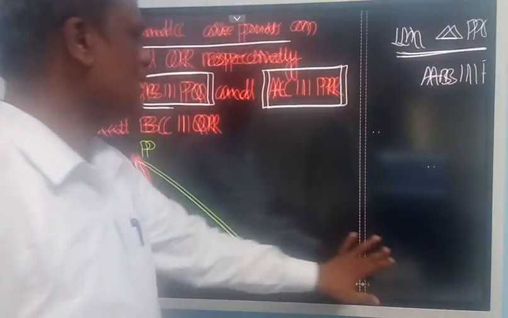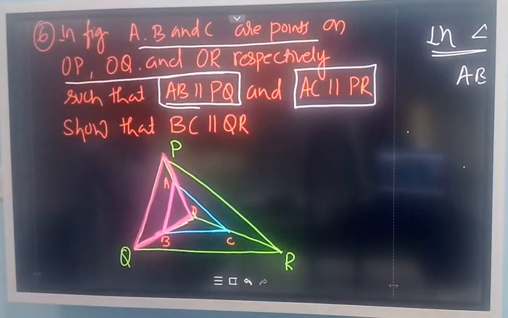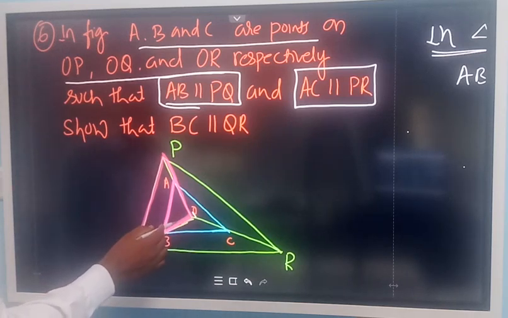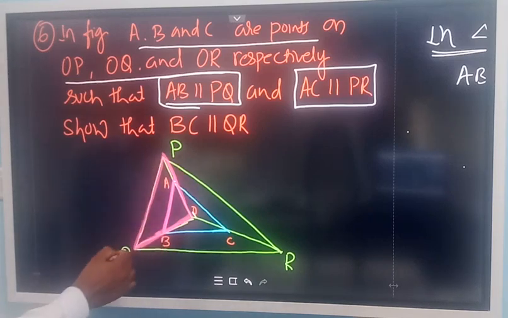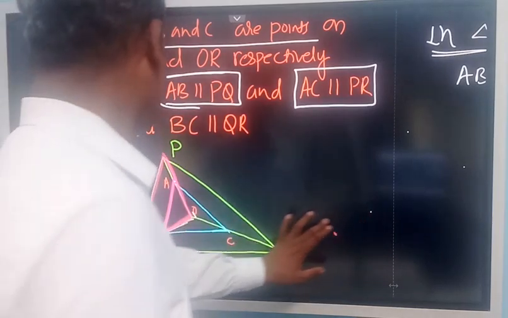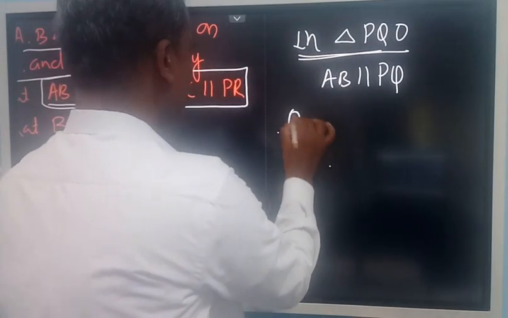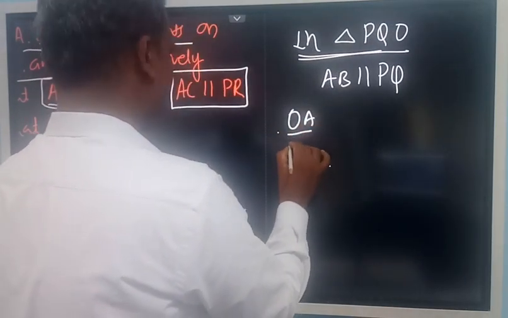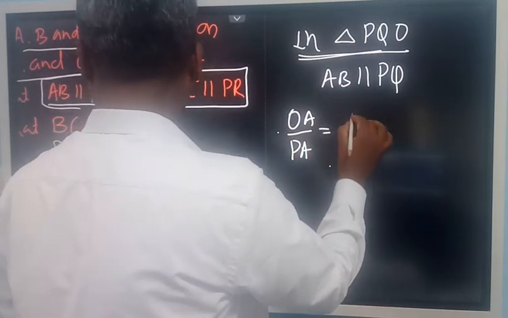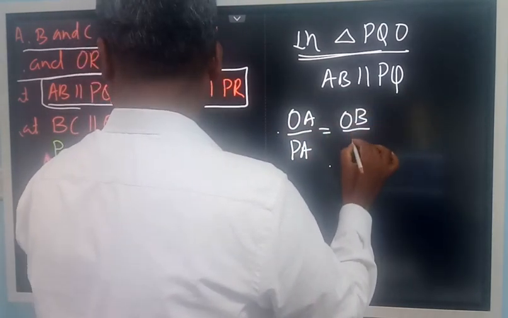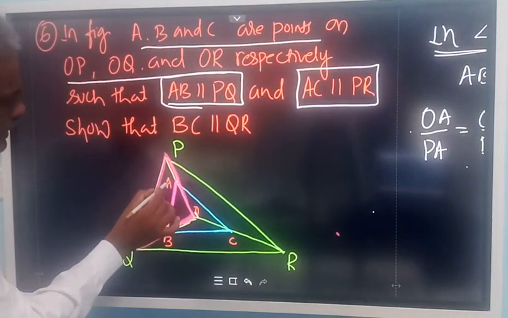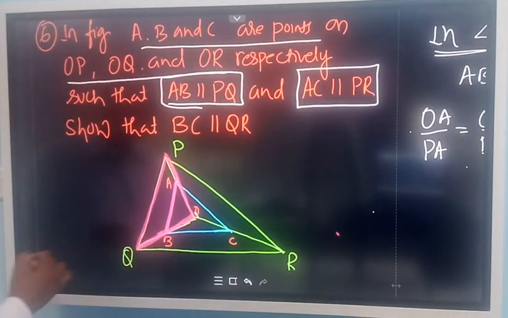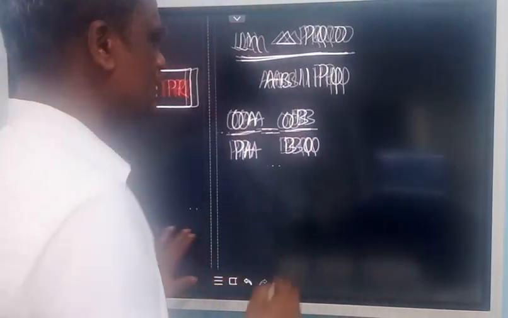In a triangle, if a line is drawn parallel to one side, the other two sides must be divided in the same ratio. So I can write OA by PA is equal to OB by BQ. Is it clear? OA by PA, OB by BQ. This is by Thales theorem.